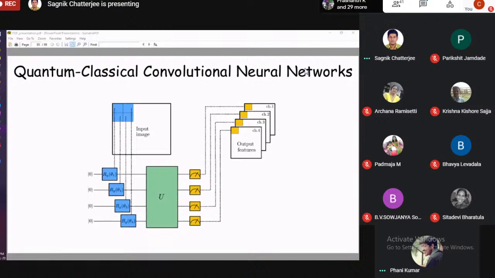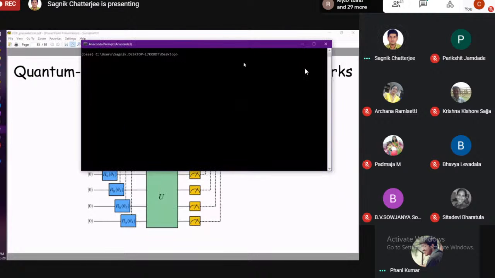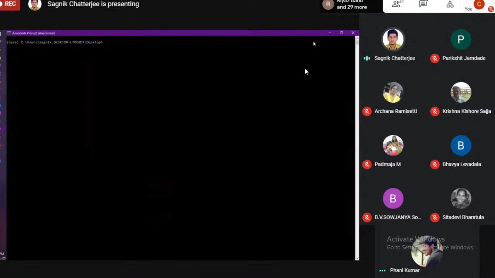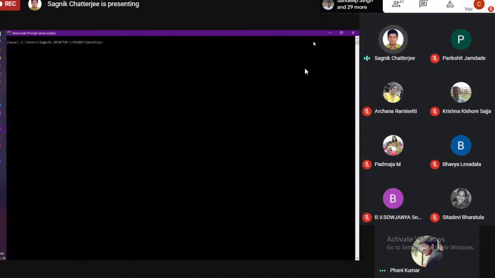So I open the Anaconda prompt and say I want to go into a directory that I already have. I have already written the code for this quantum neural network. In this folder, FDP presentation, FDP code, so I go into this code.